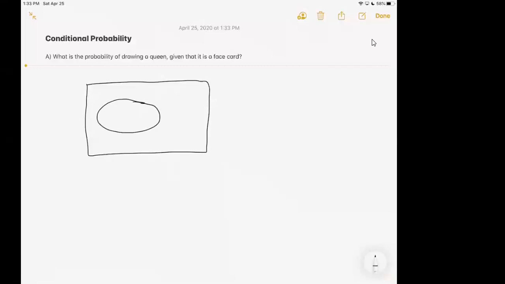The set of face cards would have the Jack of Hearts, the Queen of Hearts, and the King of Hearts, the Jack of Diamonds, the Queen of Diamonds, and the King of Diamonds. Jack of Clubs, Queen of Clubs, King of Clubs, and I'll have to get real small here, Jack of Spades, Queen of Spades, and King of Spades. Should have made that a little bit bigger, okay? And out here are the rest of the cards. Not going to write them all down because there are a lot of them. Okay, so looks like we have 12 cards in this set.